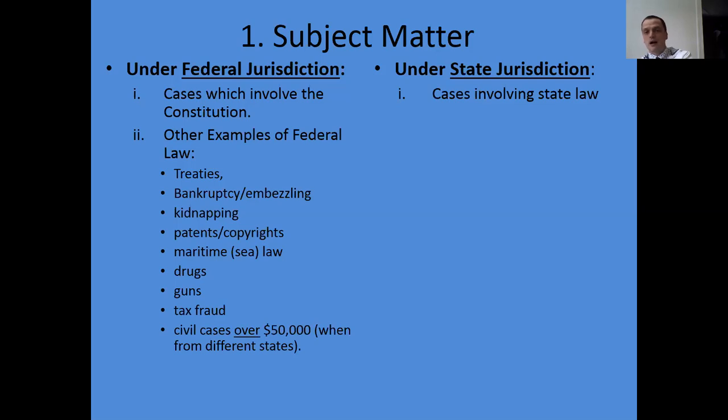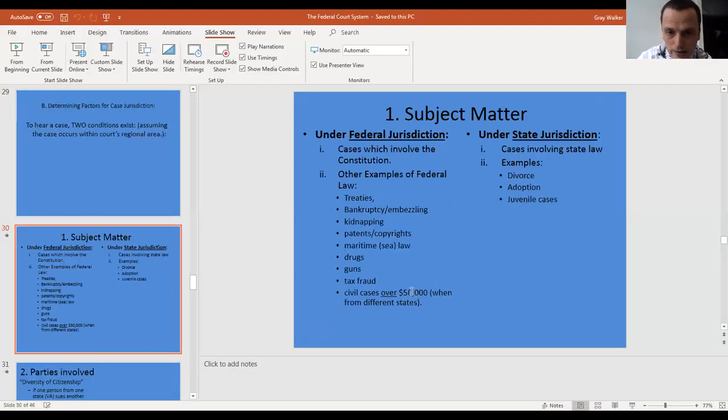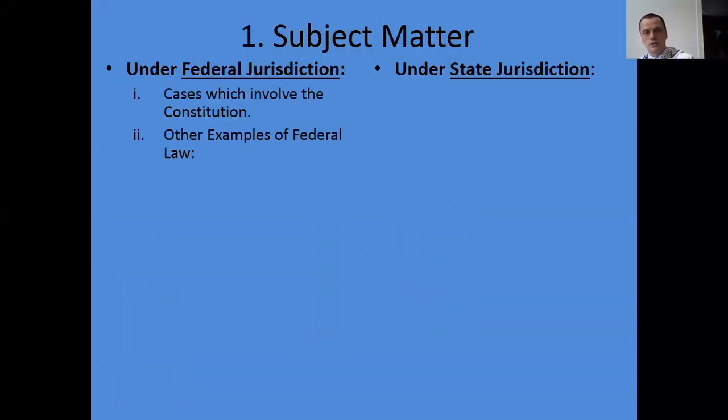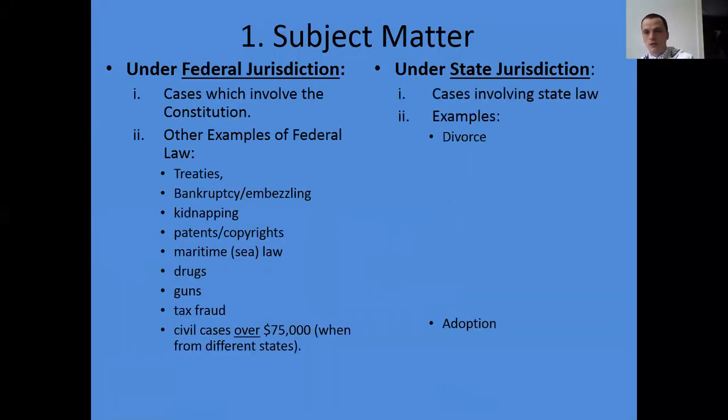Cases involving state law, that is obviously going to fall under state. So a couple examples of those could be a divorce case, adoption case, and anything involving juveniles. And we need to talk about this part a little bit further, civil cases over $50,000. And actually, I'm going to make one edit here. It's 75, I believe now. So $75,000. Make sure you make that correction in your notes.